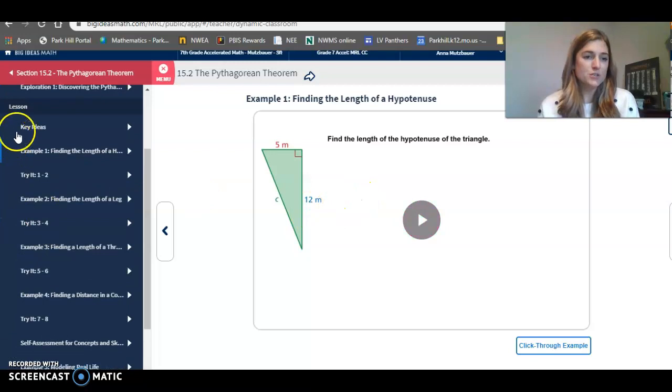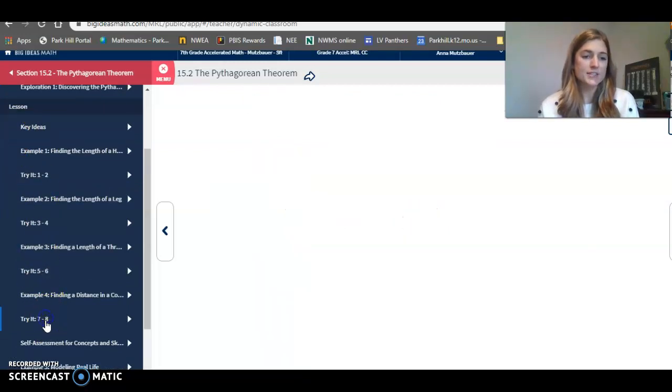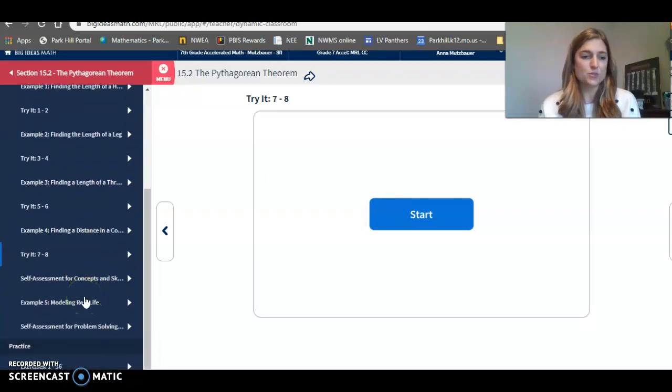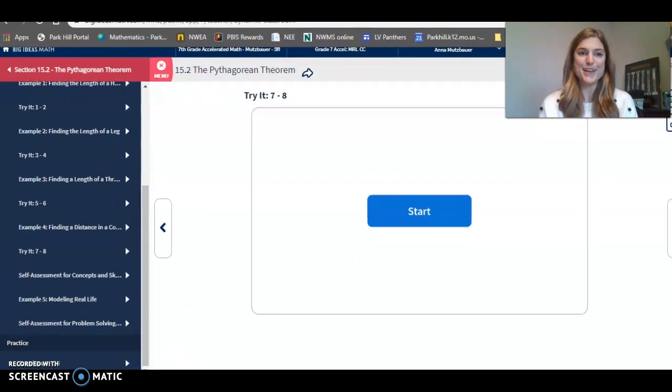Go down, make sure you do the whole lesson all the way to try-it 7-8. And then that'll be the last thing that I'm going to expect you guys to do. So no self-assessments, no modeling real life, and then no exercises. So you will be free to move on to the homework after that.